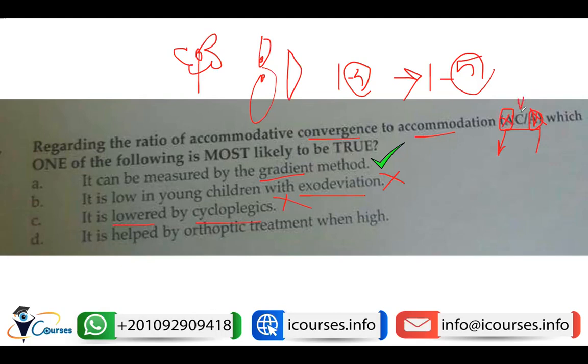This is only convergence. It is helped by orthoptic treatment when high. Actually, this is again not true. If the patient has a high accommodative convergence to accommodation ratio, orthoptic treatment will fix only the convergence, but it will not fix the high convergence in relation to accommodation. So this can be fixed by bifocal lenses. For patients who have a high accommodative convergence to accommodation ratio, this can be treated by bifocal lenses. Those patients will have heterophoria for far and esotropia for near.